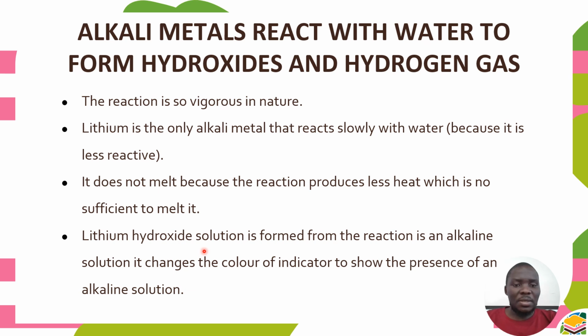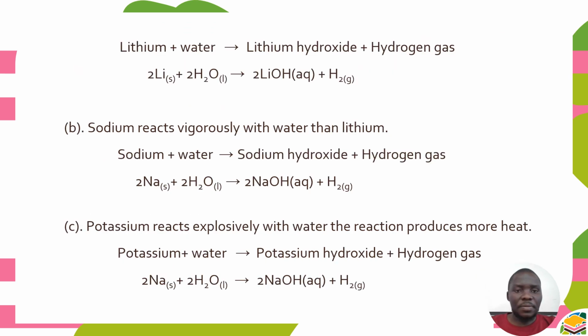Lithium hydroxide solution is formed from the reaction. It's an alkaline solution. It changes the color of an indicator to show the presence of an alkaline solution. So depending on the indicator used, it will show different colors. So lithium plus water, if we are to use the equation, gives lithium hydroxide and hydrogen gas. This is a chemical equation illustrating what happens in the word equation.